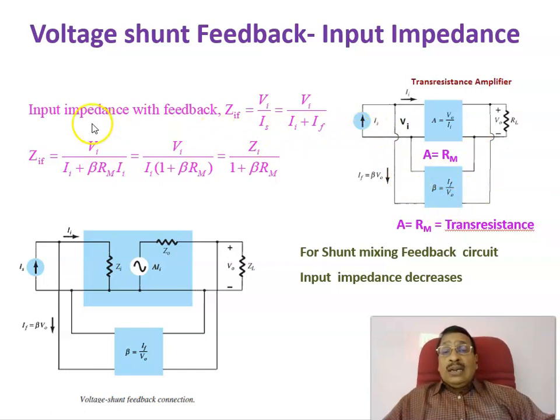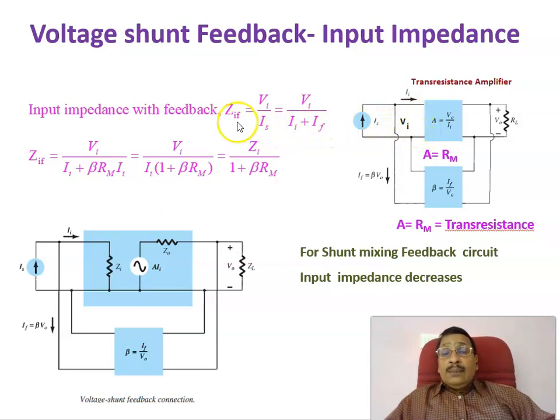Now coming to the equation for the input impedance, since it is a shunt mixing, unlike the previous two cases, the input is a current source. Previously it was a voltage source. We are mixing with a current, so it should be a current source. We are adding the feedback current, or actually subtracting, because of negative feedback. This signal is subtracted from this one, and the resultant current is given to the input of the amplifier.